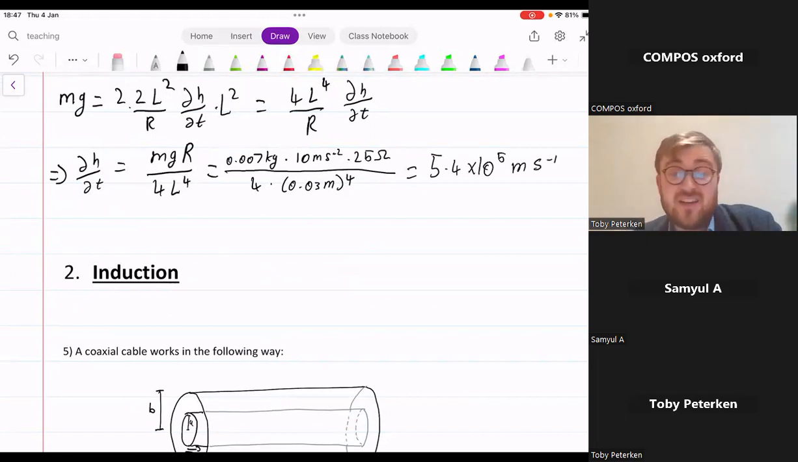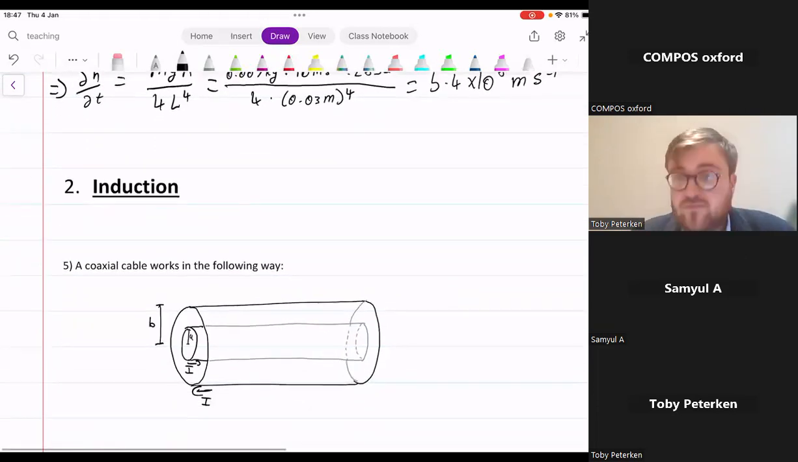So the top speed is really, really fast. Not relativistic, we don't need to worry about anything like that, but it is still moving really fast.